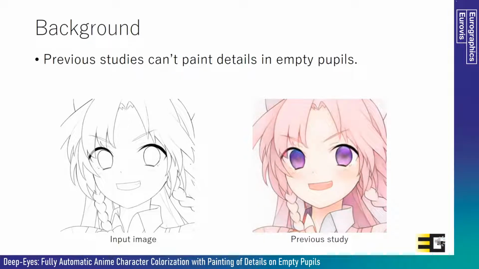At first, I will talk about our background. The colorization of illustrations is a very time-consuming process. So many automatic line drawing colorization methods based on deep learning have recently been proposed. However, previous methods cannot paint details on empty pupils like this. The results of these methods lack details such as in the pupils.